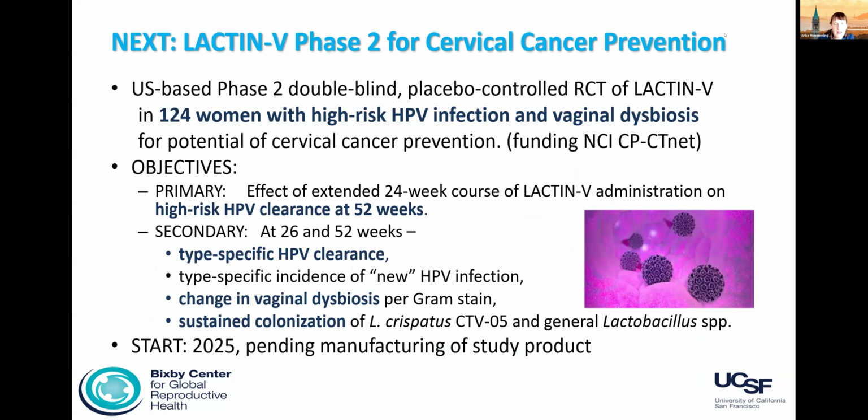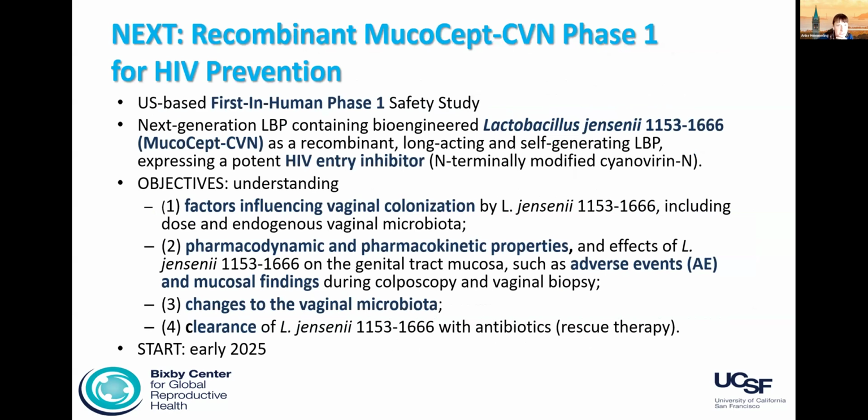We are planning a study using Lactin-V in women with high-risk HPV infection and vaginal dysbiosis, this time giving product up to 24 weeks, so longer than before, and following them over a year, and seeing if their HPV clearance can be improved. We are waiting for manufacturing of study product and hope to start this in 2025 at 3 sites in the US. And we just submitted our just-in-time documentation for a U01 grant, testing our first recombinant LBP, mucocept, in a first-in-human study. What we're basically trying to see here is: is it safe, does it colonize, and can we kill it? And that study will start in early 2025, we hope.